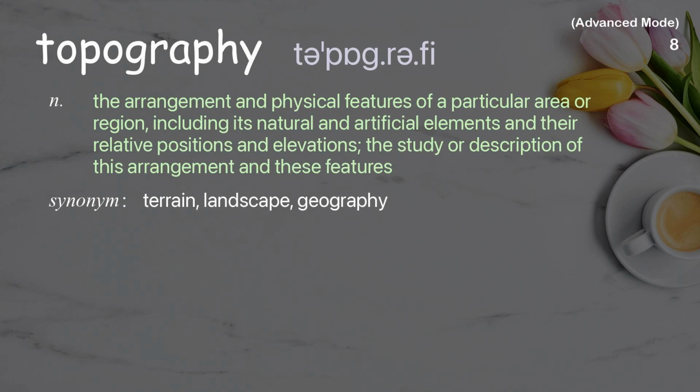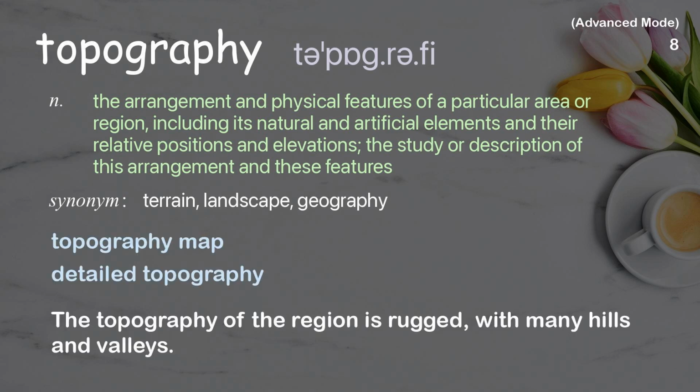Topography. The arrangement and physical features of a particular area or region, including its natural and artificial elements and their relative positions and elevations. The study or description of this arrangement and these features. Examples: Topography map. Detailed topography. The topography of the region is rugged, with many hills and valleys.